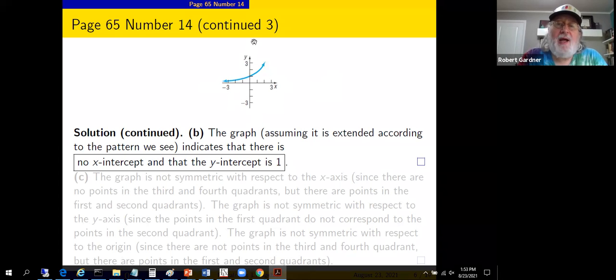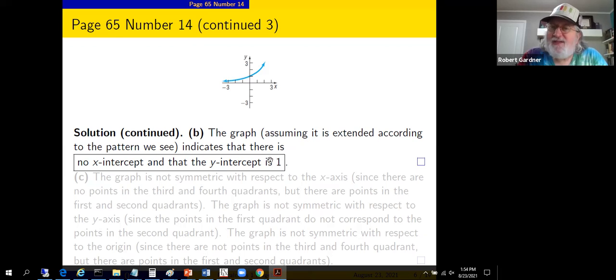How about the y-axis? Does it ever intersect the y-axis? Right there. When x is 0, we get y equals, it looks like 1. So there's no x-intercept. The y-intercept is 1. More appropriately, it's the point 0, 1. We've usually expressed these in terms of ones.